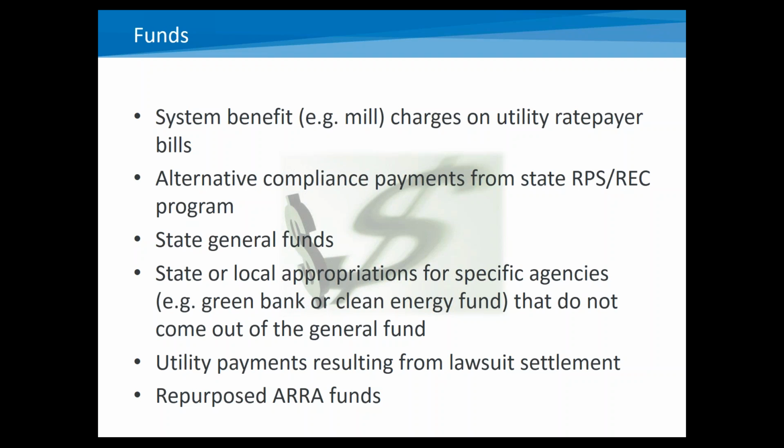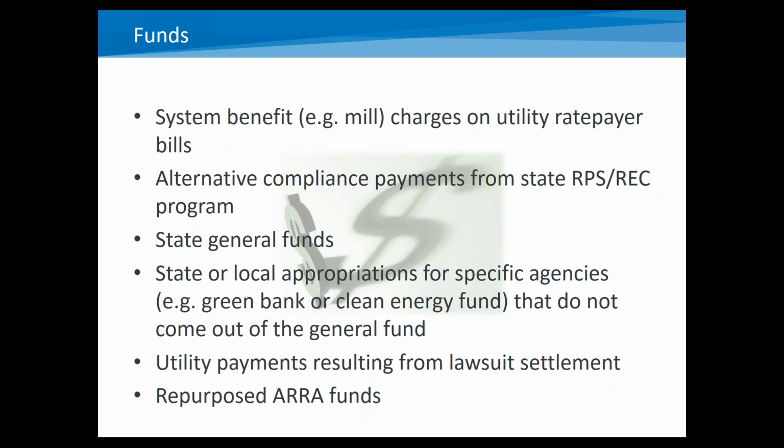You could get on the utility bill with a mill charge. Massachusetts Solar Loan Program set up theirs through an alternative compliance payment fund that they had set up, where the utilities were paying in when they weren't meeting their obligations for a certain year. There's state general funds. There's all kinds of special appropriations you could make.